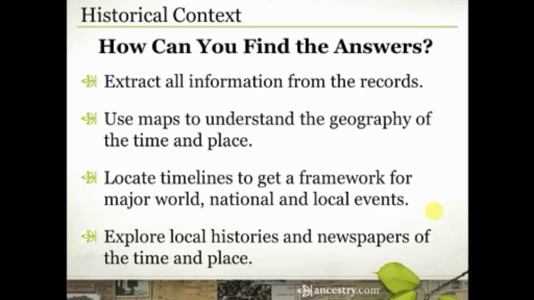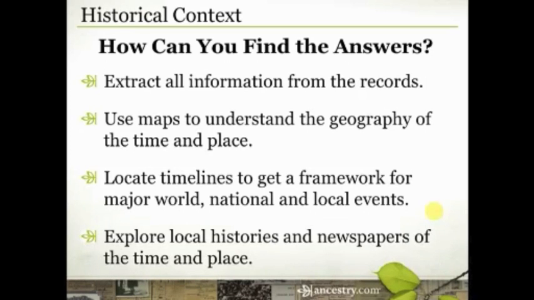Also, and this is something you can find on Ancestry.com, I would encourage you to explore local histories and then newspapers of the time and place. So local histories, a lot of times they were written in the mid to late 1800s, sometimes in the early 1900s, where a community was asked to create a history of their town or of their county. Who were the first settlers who came here? Who was the first baby born? When was the first school created? What was life like for those early settlers? Who were some of the prominent people in the community from that earliest time until now? Those local histories are a gold mine.